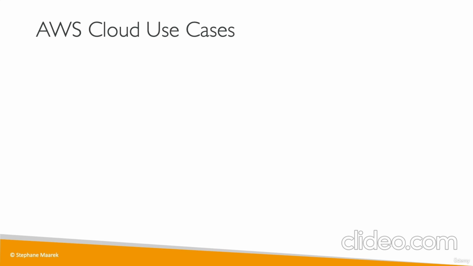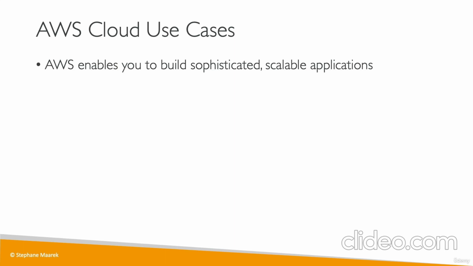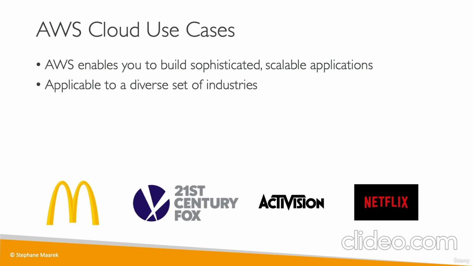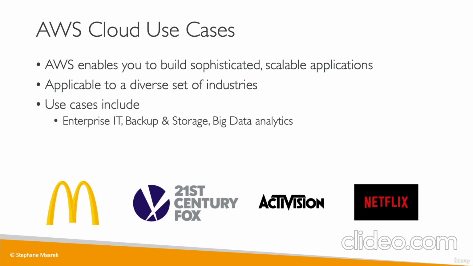Well, pretty much everything. AWS will enable you to build sophisticated and scalable applications, and they are applicable to a diverse set of industries. Every company has a use case for the cloud. So Netflix, McDonald's, 21st Century Fox, Activision, they're all using the cloud. And use cases can include just transferring your enterprise IT, or using the cloud as a backup and storage, or doing some big data analytics. You can also host a website, or create a backend for your mobile and your social applications. Or you can have your entire gaming servers running on the cloud.